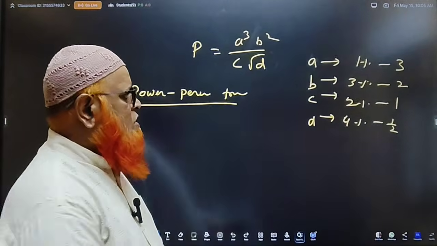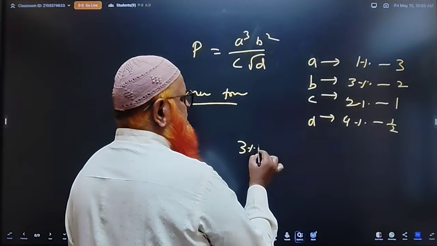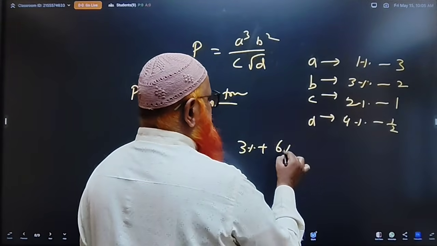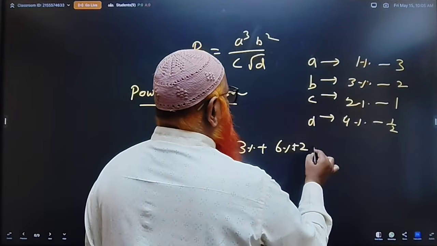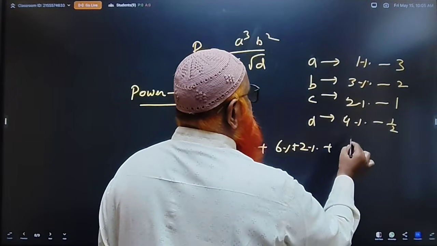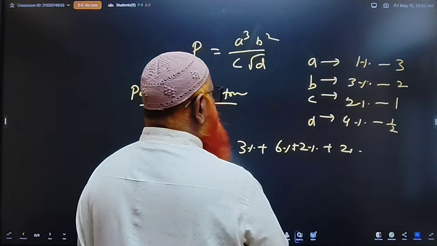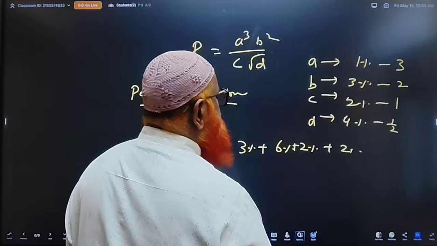That's it. So 3 into 1% is 3%, plus 2 threes are 6%, plus 1 two is 2%, and another is 4 into half, which is nothing but 2%. Add them. So how much will you get? How much percent is your answer?